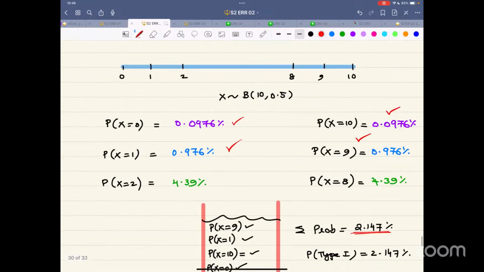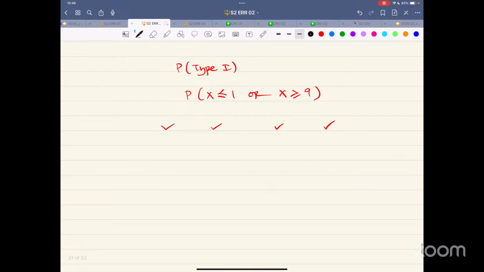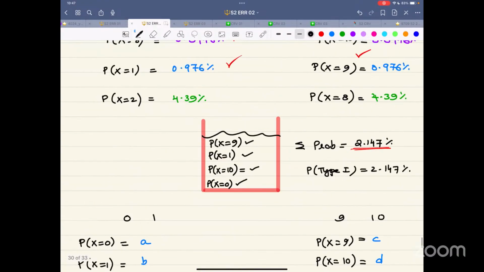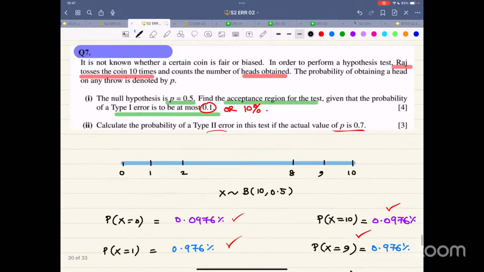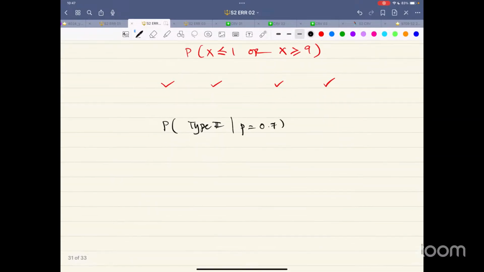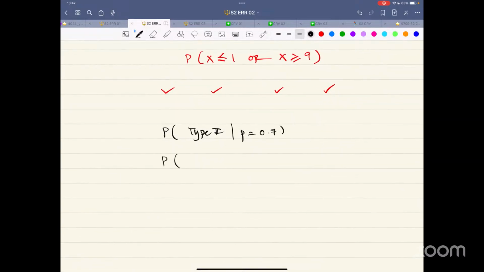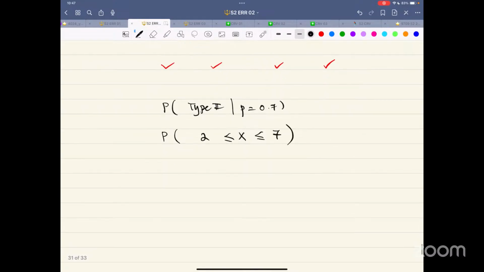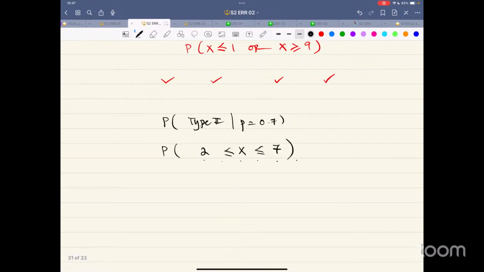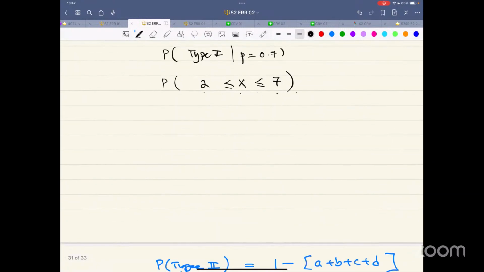So now that is too much to calculate. So how would you calculate probability of type 2 error? So probability of type 2 error, given the actual value of p is how much? The actual value of p is 0.7. So now I need to calculate probability x lies between 2 and 7. So that is 2, 3, 4, 5, 6, 7, which is not much to calculate. Rather than subtraction, I think I would prefer that you use it.